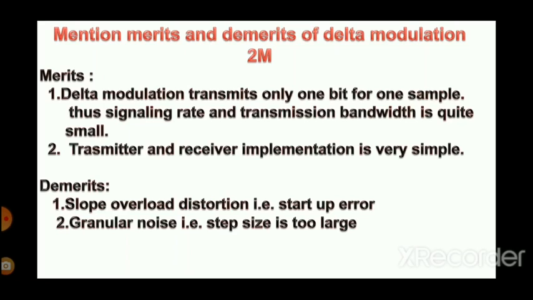Mention merits and demerits of delta modulation. Merits: Delta modulation transmits only one bit per sample, thus the signaling rate and the transmission bandwidth are quite small. Second, the transmitter and receiver implementation is very simple. Demerits: slope overload distortion, that is startup error. Second, granular noise, that is, step size too large.